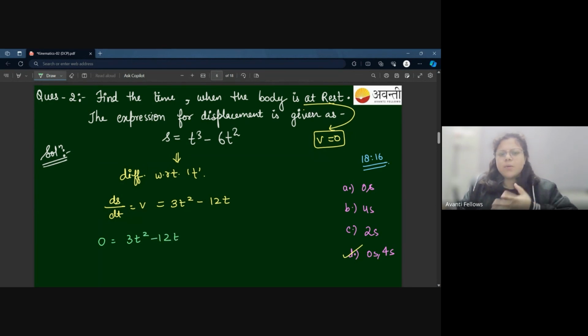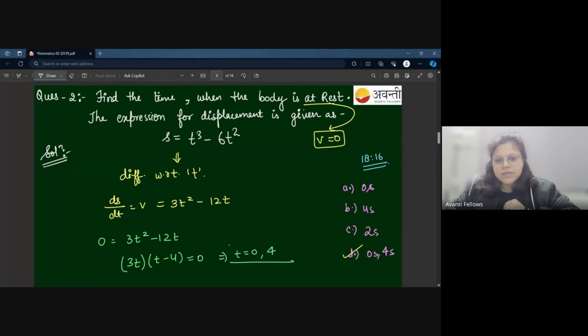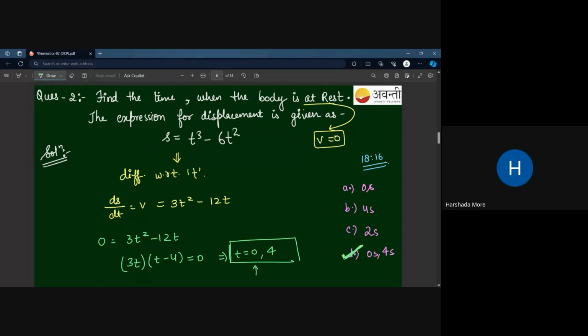I think it became a quadratic equation, right? Just solve it. I took 3t common, it would become t minus 4, and this is equal to 0. So comparing the two factors, 3t is 0, then t is equal to 0, and if t minus 4 is 0, then t is 4. So velocity is 0 at t equal to 0 second as well as at 4 seconds. So it's option D. Is that okay? Yes, ma'am. Cool.